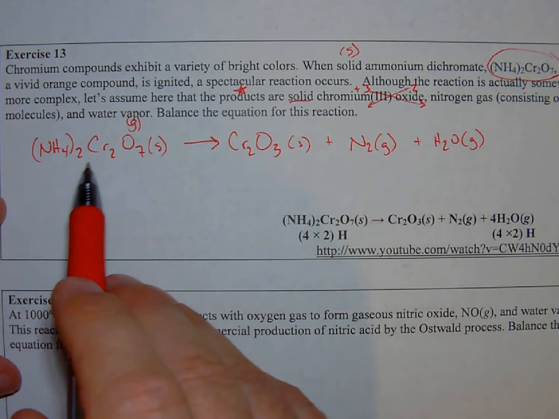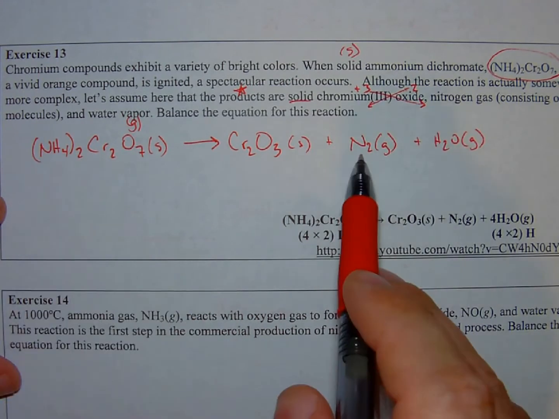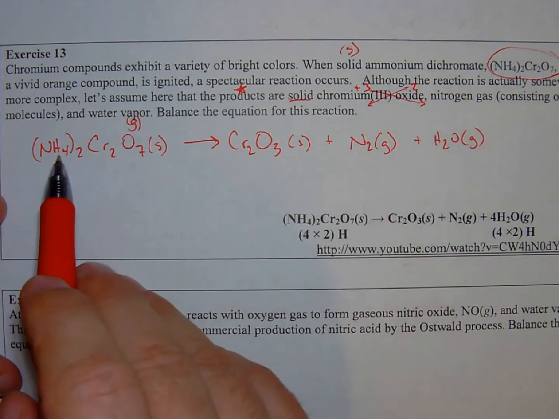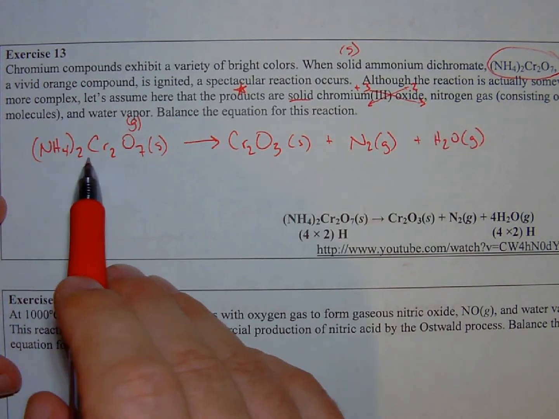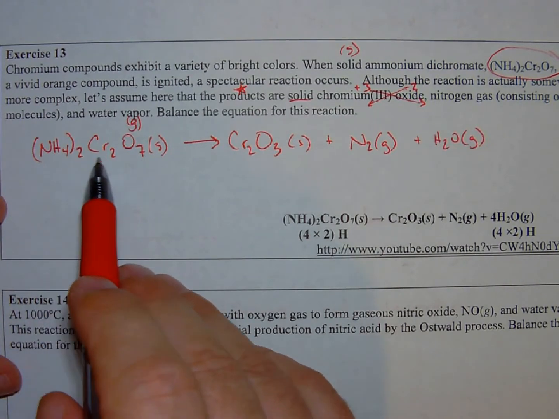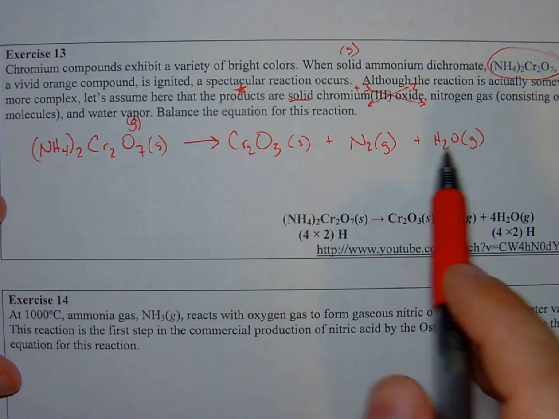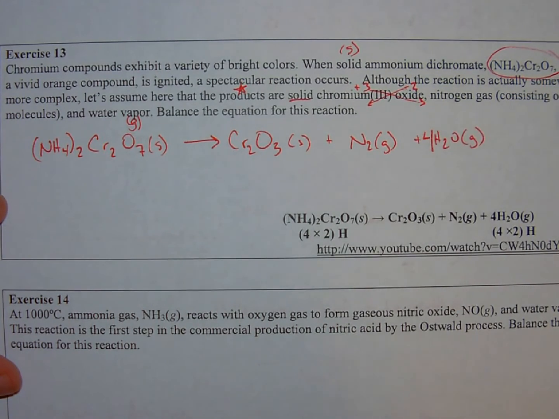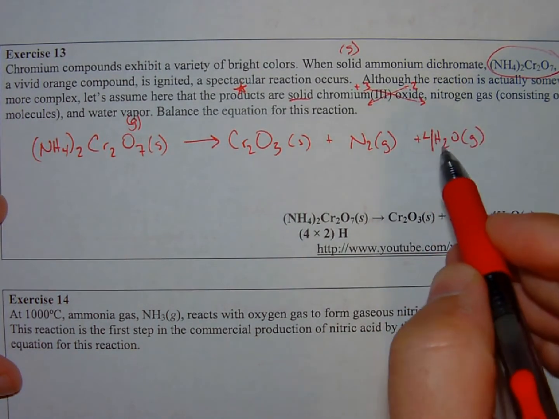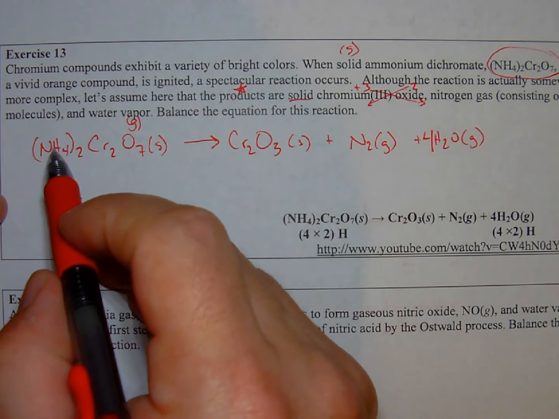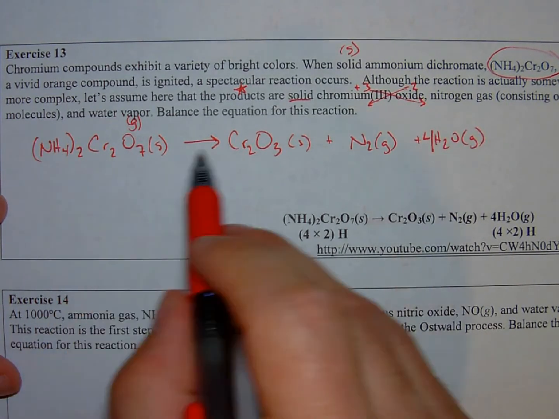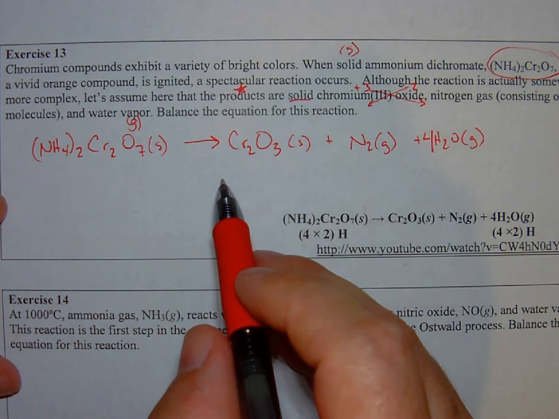So let's count the nitrogens. I have 2 nitrogens here, 2 nitrogens here. So that already seems balanced. Let's move on to hydrogen. There are 8 hydrogens on this side. There are only 2 on this side. So in order to make that balance, I'm going to have to put a 4 in front of the water. So now I have 8 hydrogens here, 8 hydrogens here. Next up, 2 chromiums. That's all good.